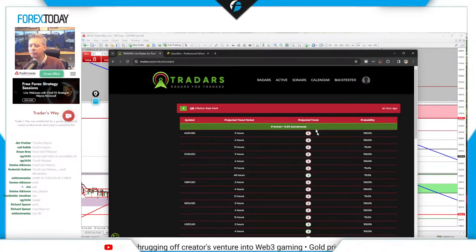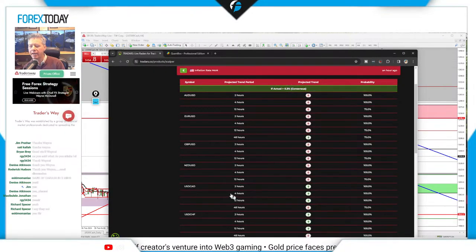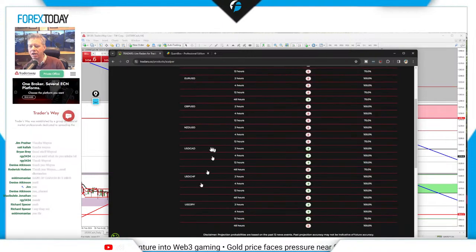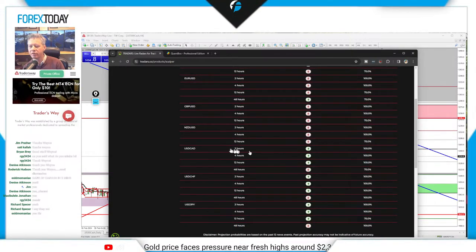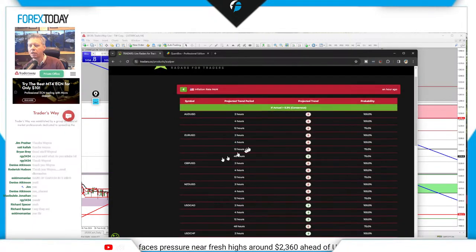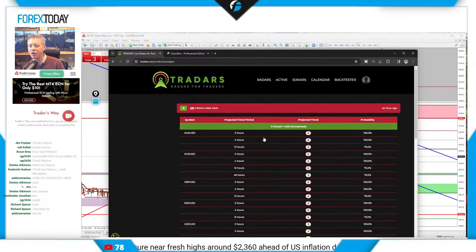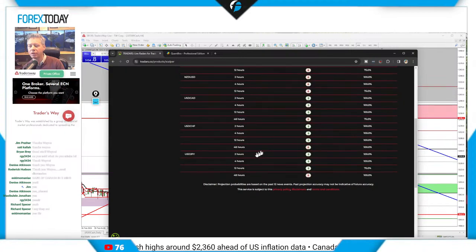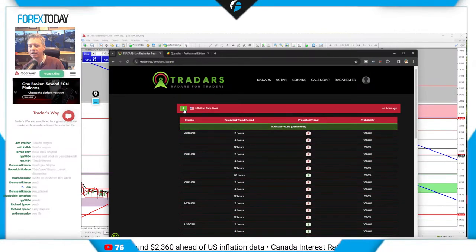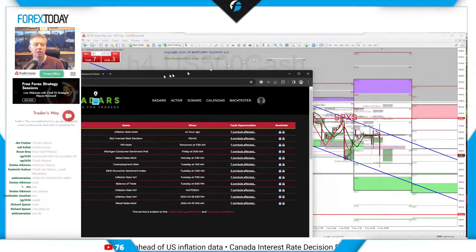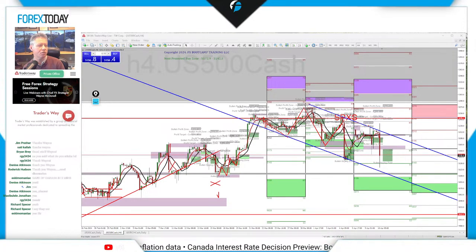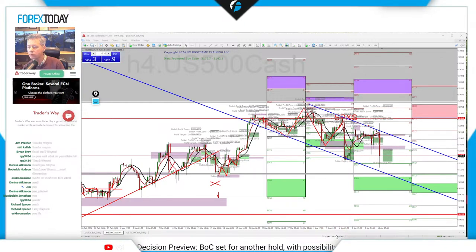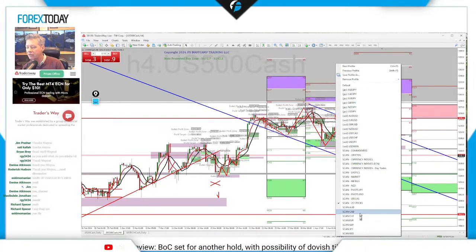Let's take a look at it. Dollar CAD, if the actual is higher, if they raise, 100% chance of up. And there's no other reliable pattern for USD CAD. So this is a little bit of a dangerous trade, y'all.